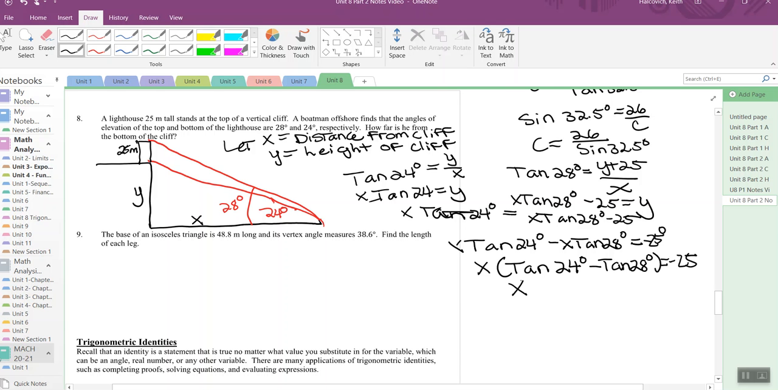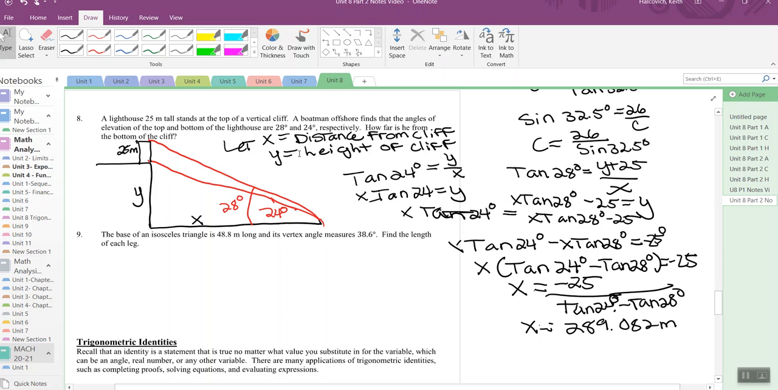And then divide. 4 minus tangent 28. All right, so we divide that all, and remember it's in degrees, and we get that x is equal to 289.082 meters. So that's how far the boatman is from the bottom of the cliff.